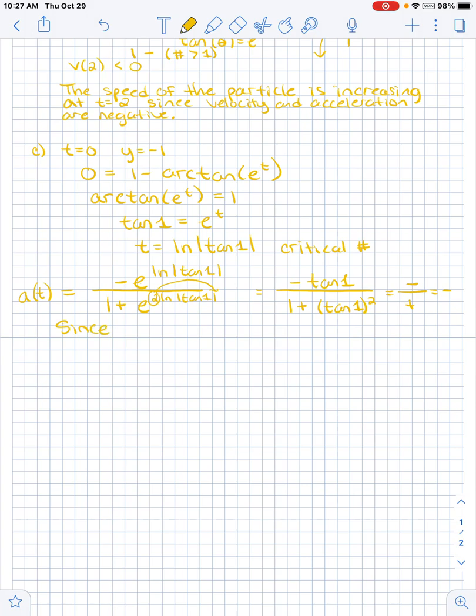Since the particle is increasing from 0 to 1. Actually, we don't even have to say that. We use the second derivative test. Let's do it. Since we use the second derivative test, we might as well explain it.